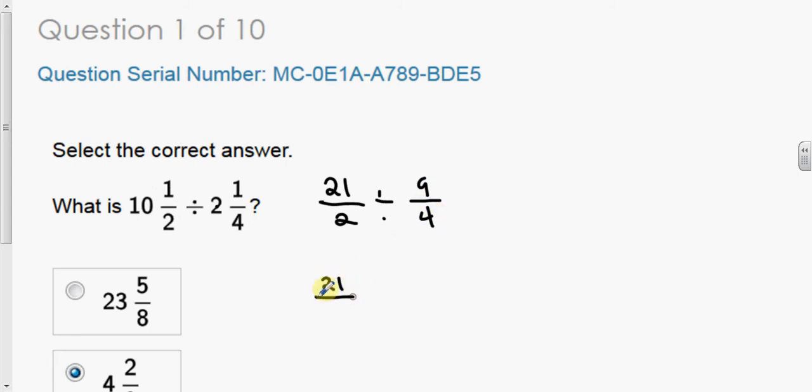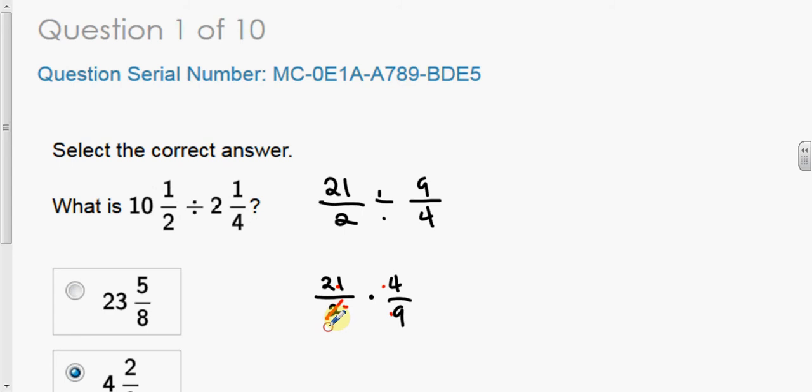So this is 21 over 2. We keep the first fraction as it is. We change the division sign to multiplication, and then we flip the second fraction. Now notice that some things can cancel out. 2 goes into 4, and also 9 goes into 21, a certain fraction of it.